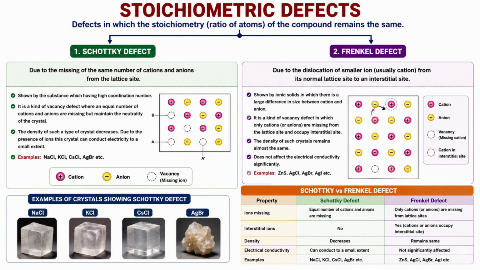In stoichiometric defect, the stoichiometry of the compound remains the same as shown by its chemical formula. It is also called an intrinsic or thermodynamic defect. It is further divided into two types. First one is Schottky defect and second one is Frenkel defect.